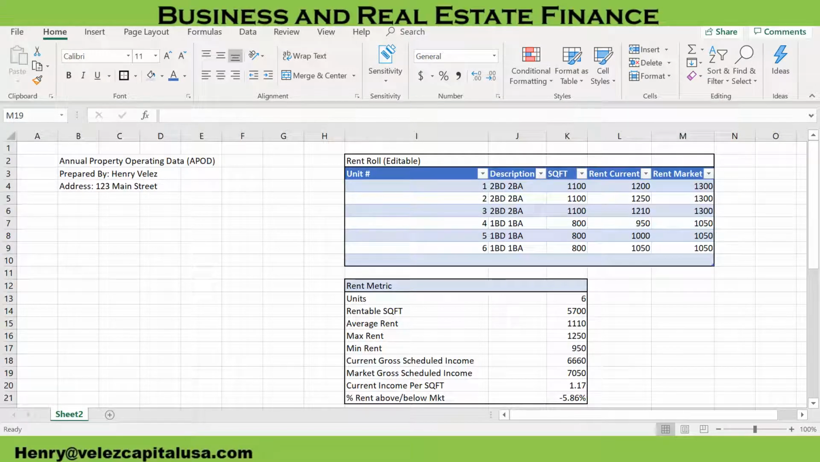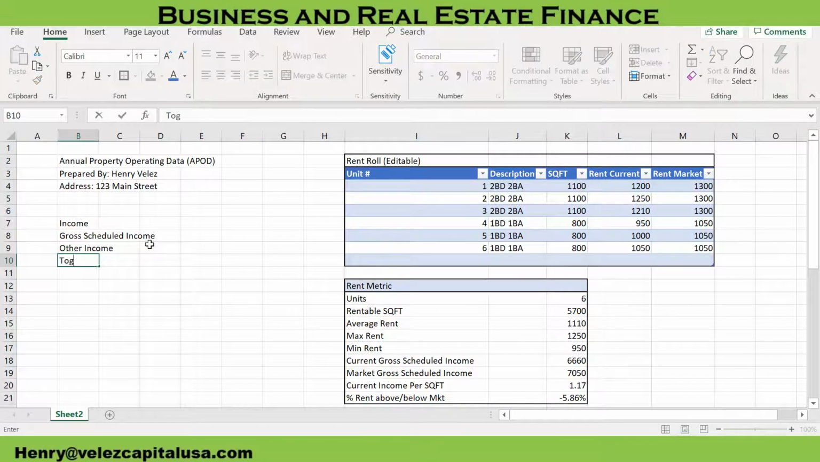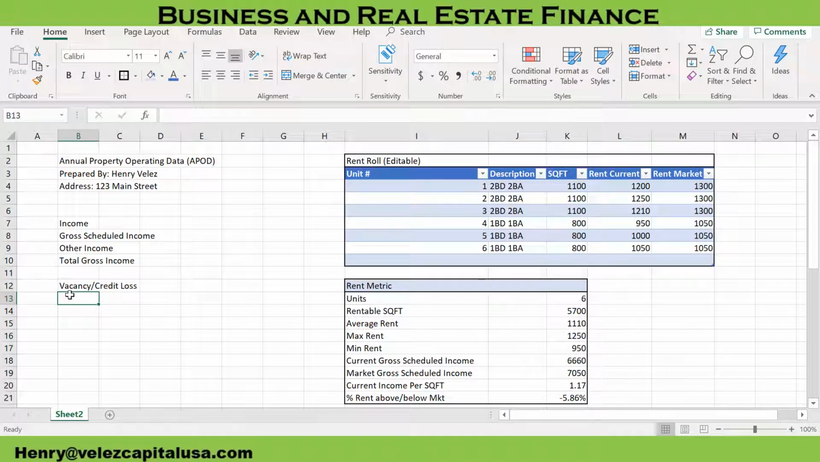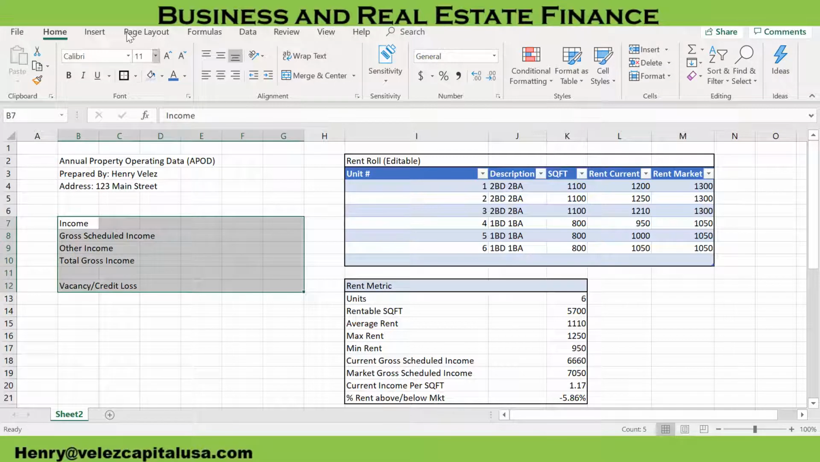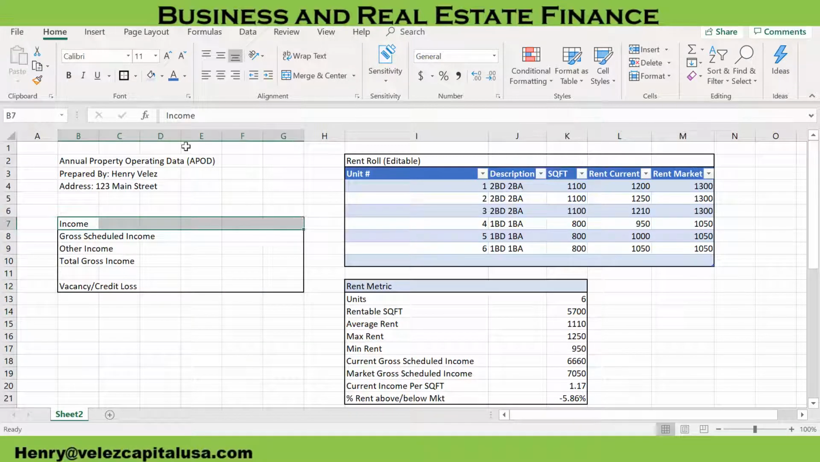Build out the actual annual property operating data. Okay, and this is just the P&L statement pretty much. So you have your income. Gross scheduled income. This is going to be annually. Other income, if you have other sources such as coin laundry. Total gross income. And vacancy credit loss. And we put that credit or vacancy rate down there. Let's build out this box now. So let's put a little box around it sooner than later. Pretty it up.